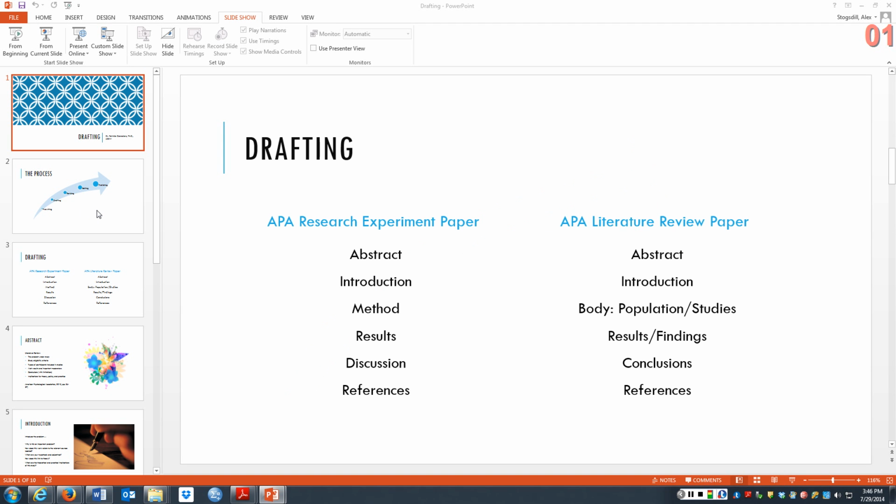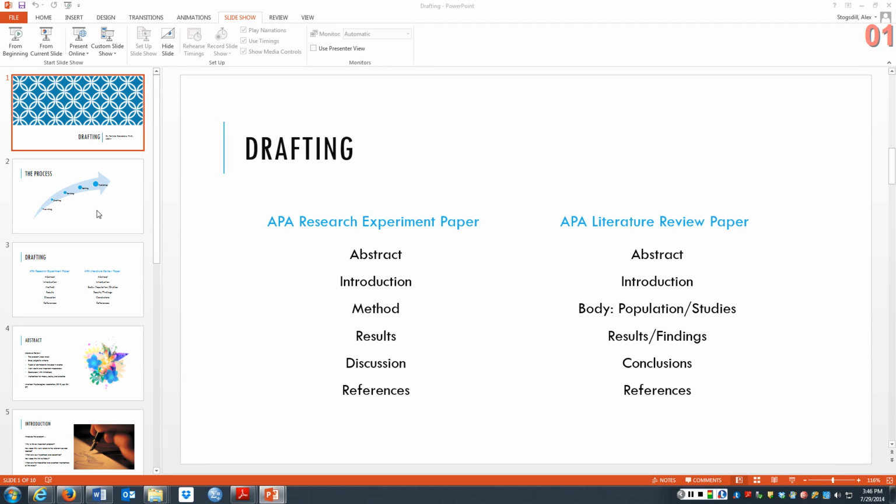So you might say, what is drafting? Drafting is when you take your ideas and you put them into the paper format. This is very exciting times for you. I know you've been working hard, collecting all of this information, thinking about what you're going to say, and now you're ready to put it in the format.